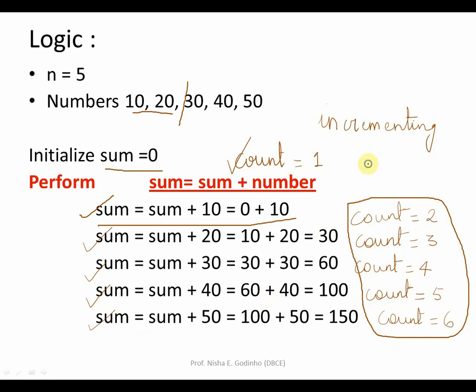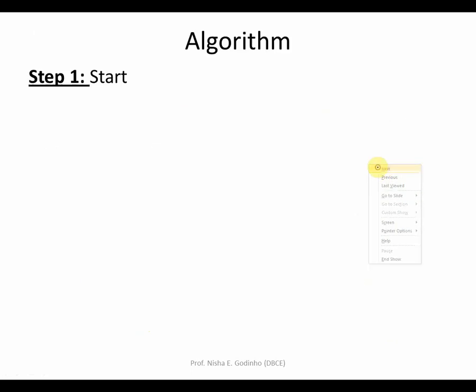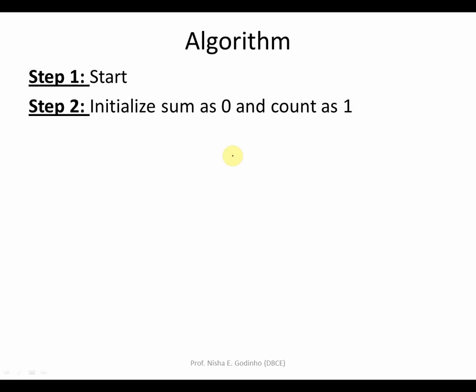Okay, let's go to the next slide where we have the algorithm. The first step of the algorithm is start, as always. The second step is initialize sum as 0 and count as 1, which means we put an initial value of 0 in the sum variable. So sum is initially 0 and count is 1. This is what exactly happens over here.